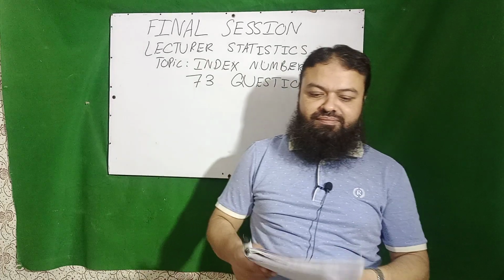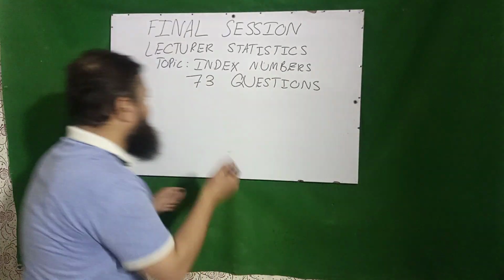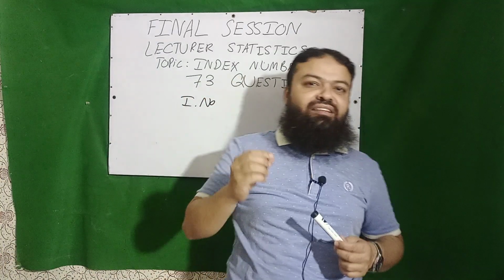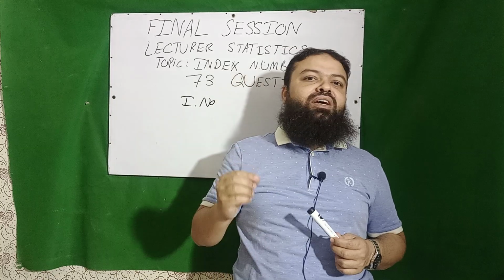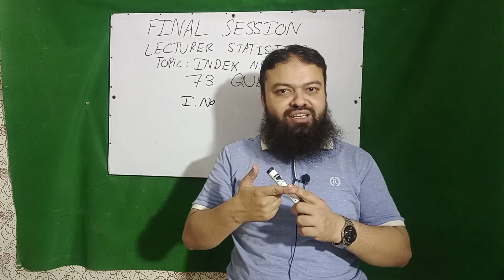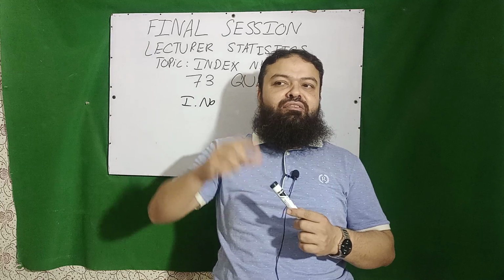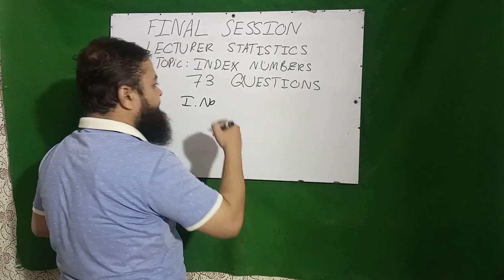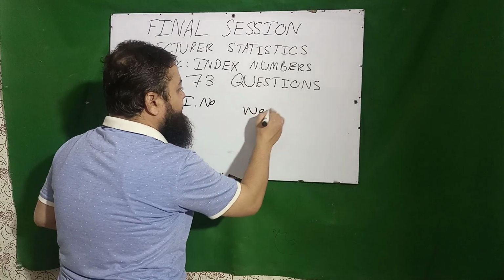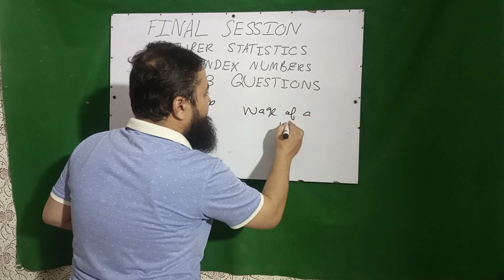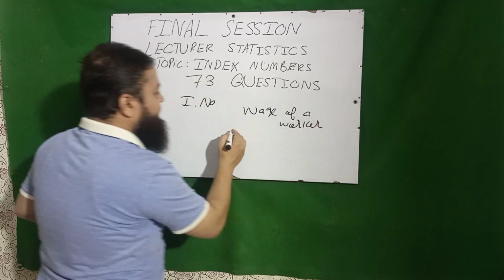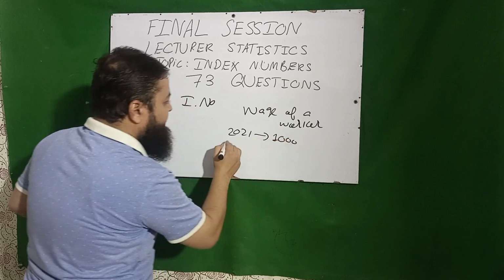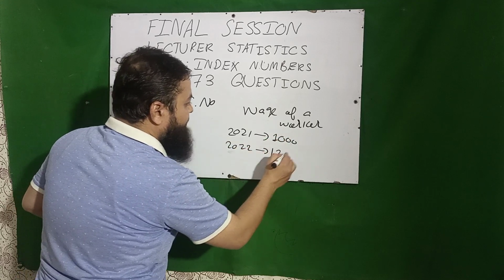Question number 1 is index numbers. Dear students, first of all I will tell you what is index number. Index number is a statistical measure of average change in one or more than one variables with respect to time and space. For example, if we are interested in the wage of a worker, in 2021 it was, for example, 1000, and in 2022 it is 1200 rupees.